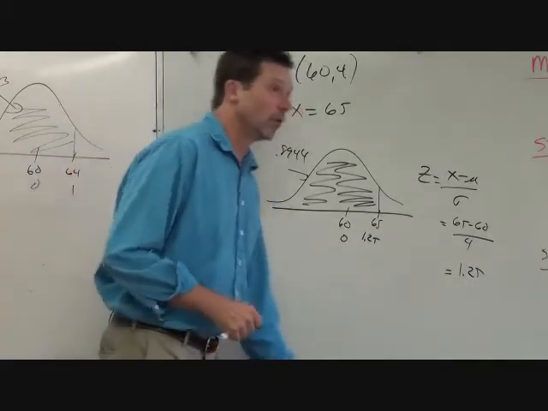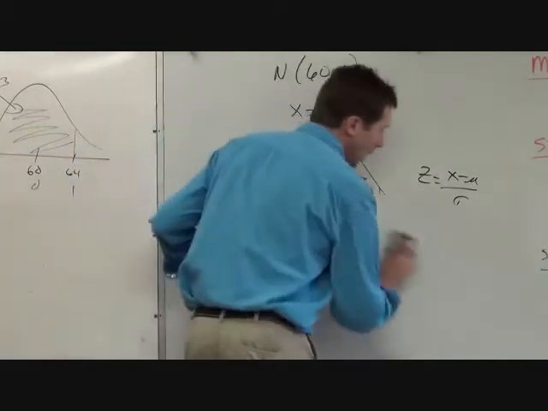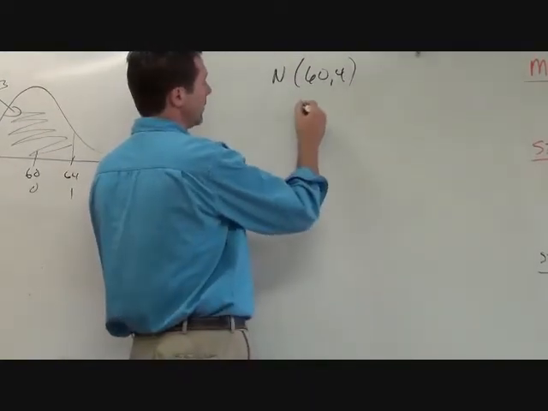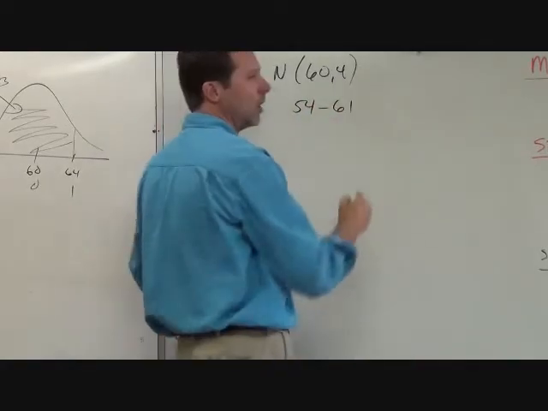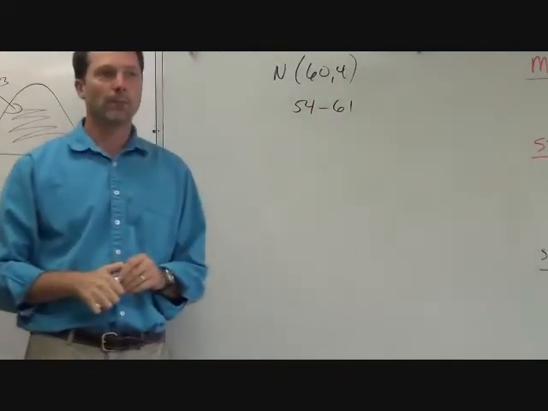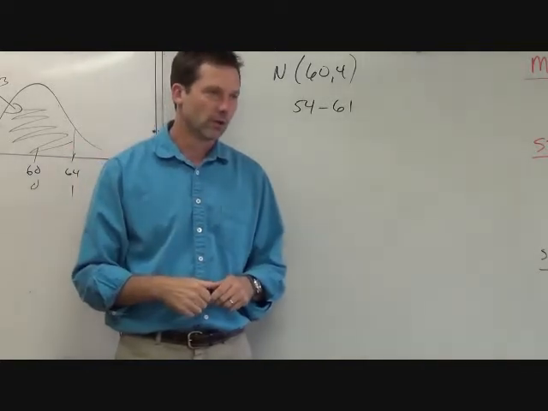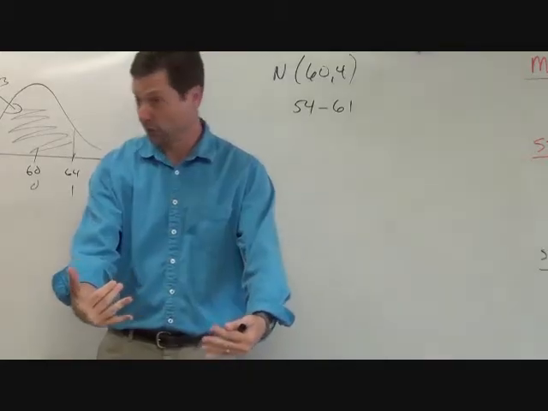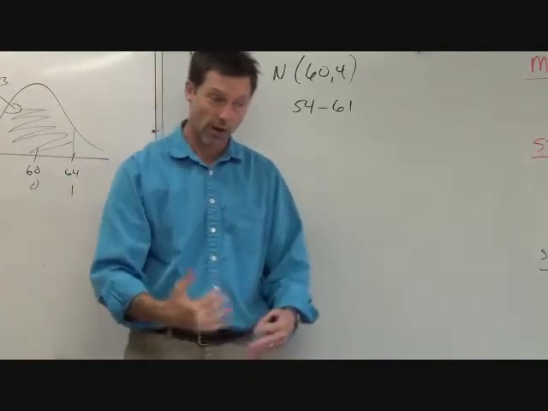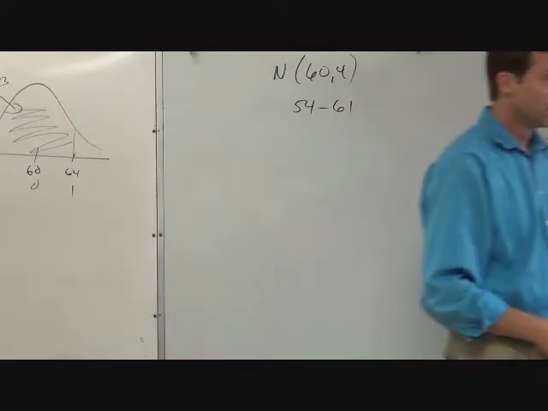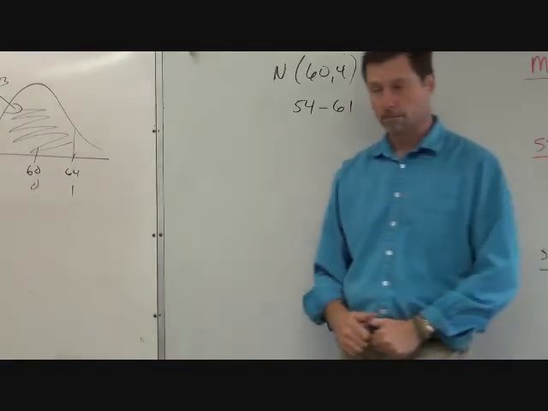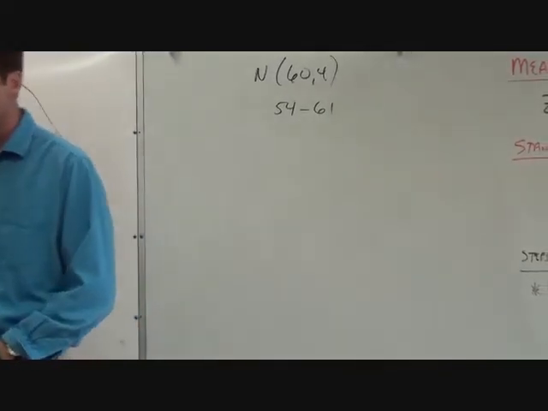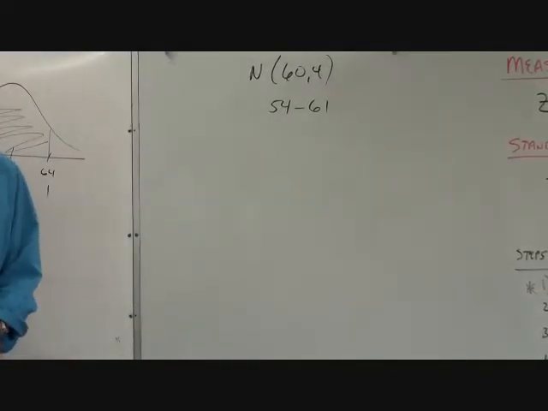All right, let's get a little bit more interesting here. Now I want to know what percentage of scores are between 54 and 61. What percentage of scores are between 54 and 61? Go. So what's the first thing we're going to do? Draw a picture. So draw me a picture. Draw a correct picture for this situation. It's a normal distribution. Shade correctly.